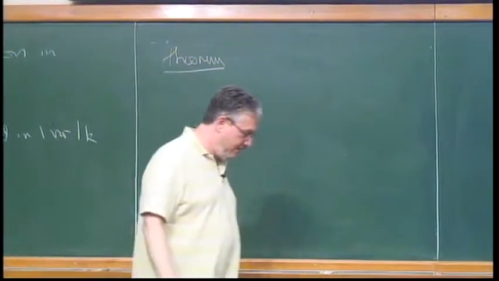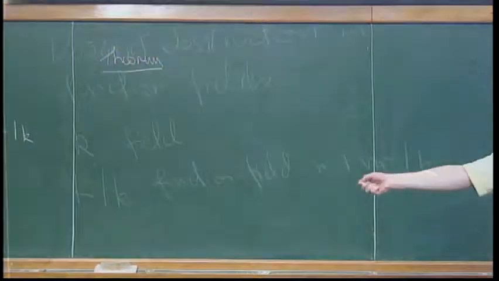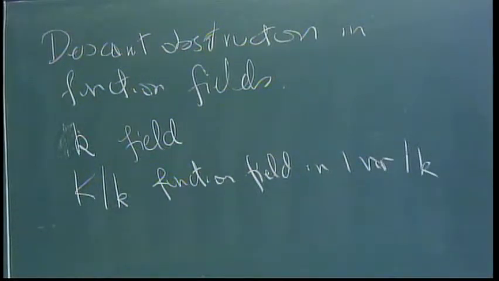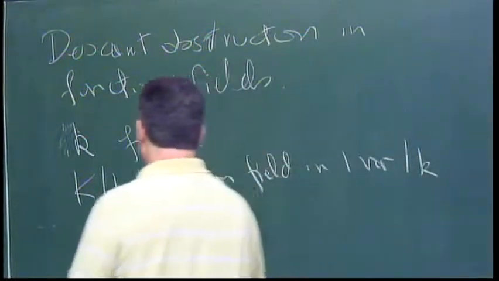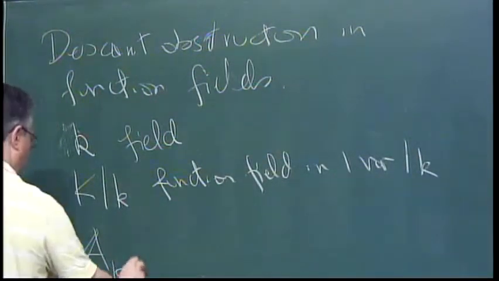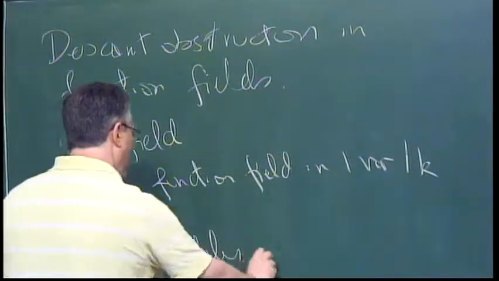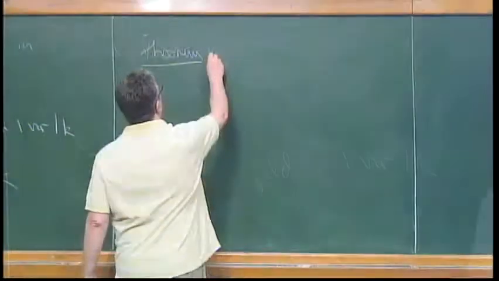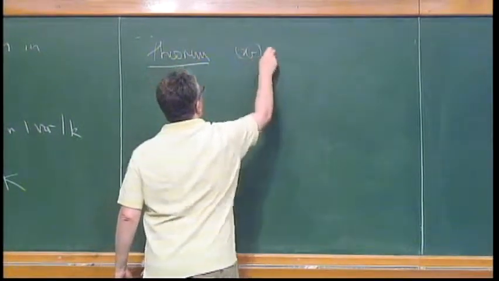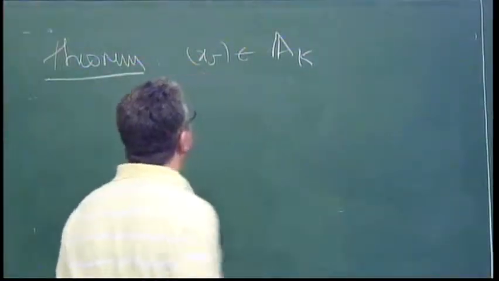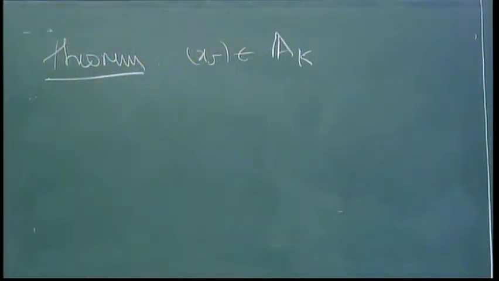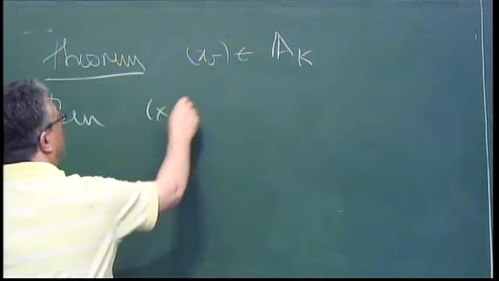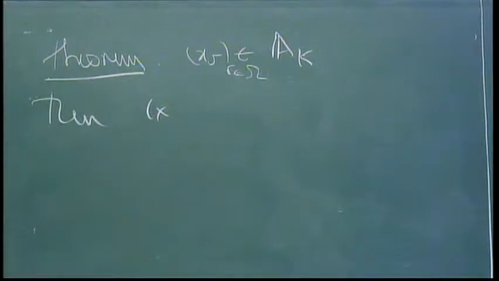I like to think of this theorem as basically Riemann-Roch. You can think of it as a version of Serre duality, but the theorem is that. Of course, you can talk about adeles. So here A_K is the adeles of K. And the theorem is that if you have an adele, where omega is a set of places, maybe.